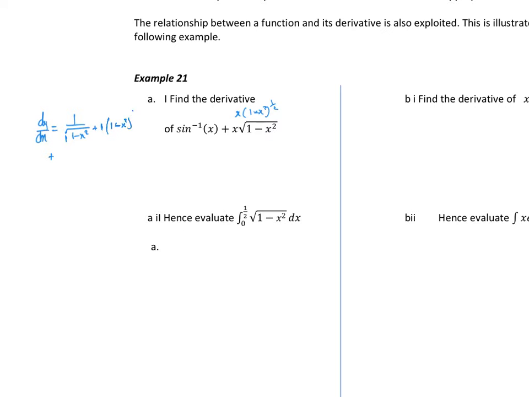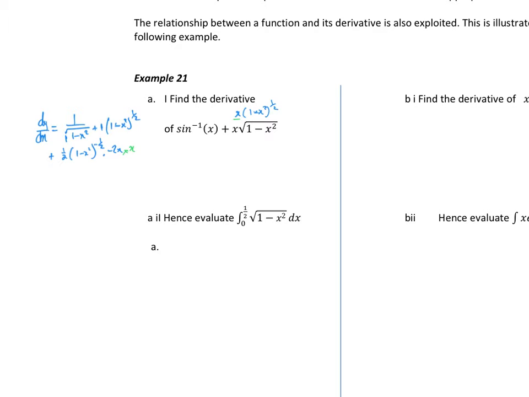minus x squared to the half, plus the derivative of the second expression, which is a half times 1 minus x squared, derivative, take from the power, times the derivative of the inside, which is negative 2x, times, just in a different colour, times x, which was the first function.